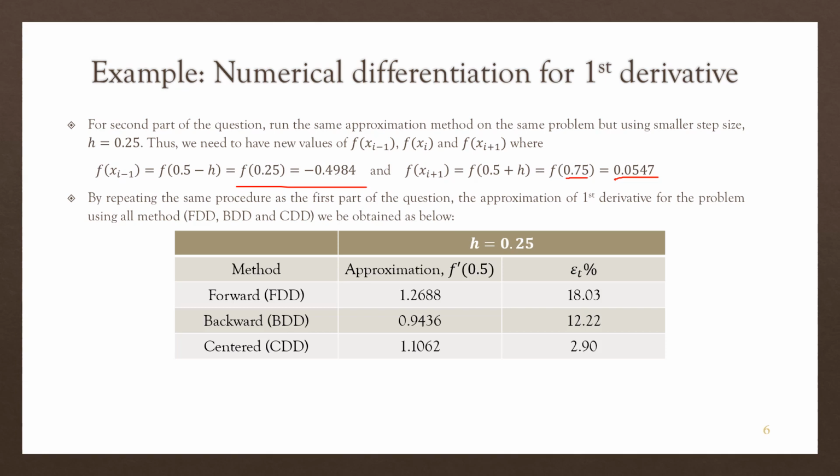So as expected, the result of the backward divided difference has a smaller true error, 12.2%. And you can see that CDD, the centered divided difference, produces a very small true error, which is 2.9%. So as expected, using a smaller step size, in this case h, will produce a better approximation.